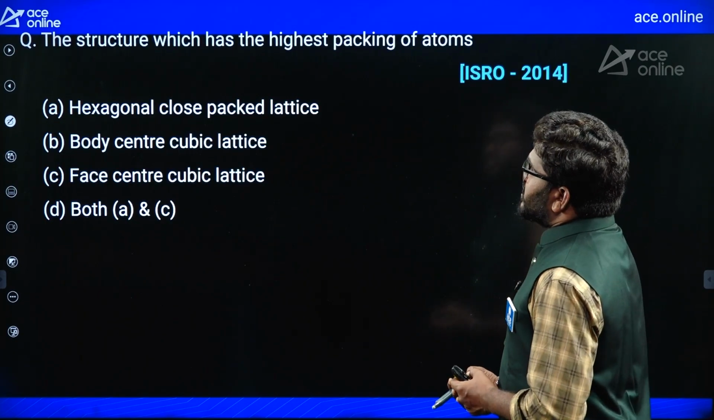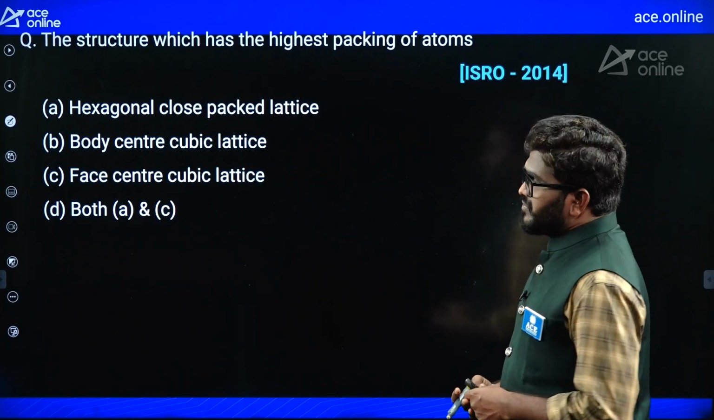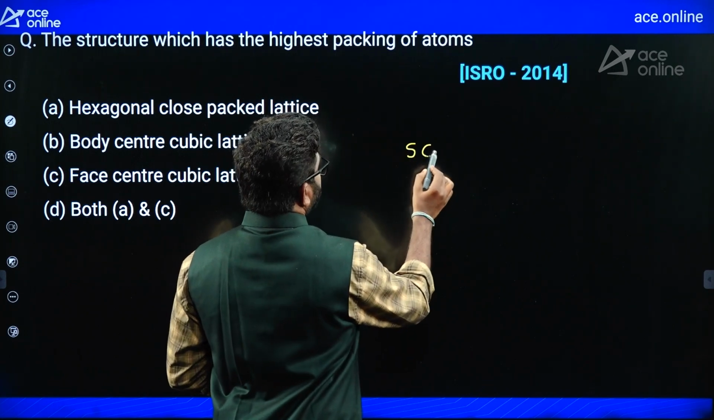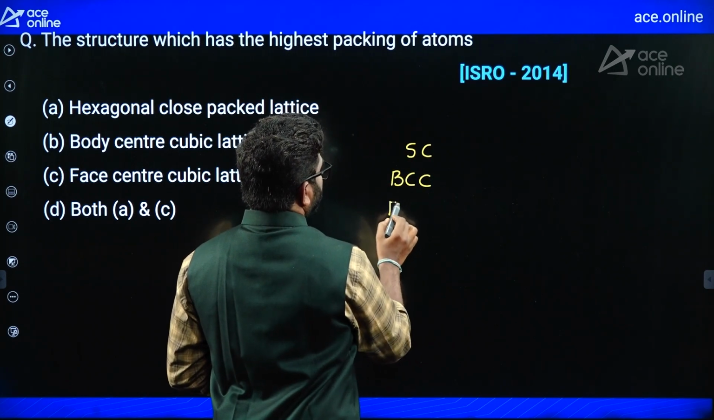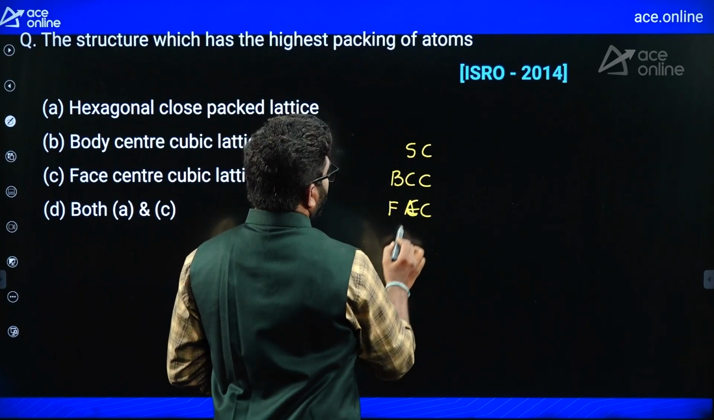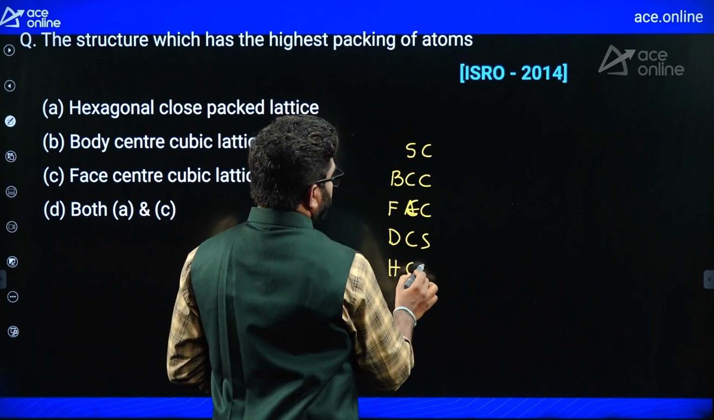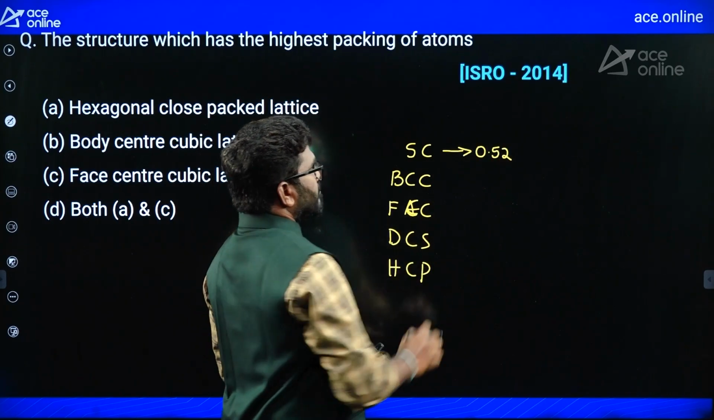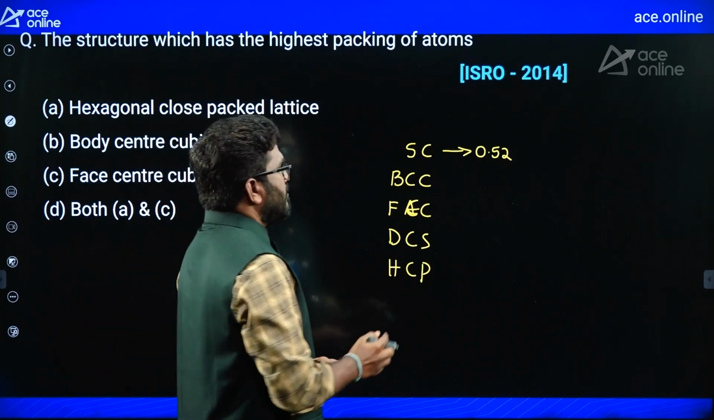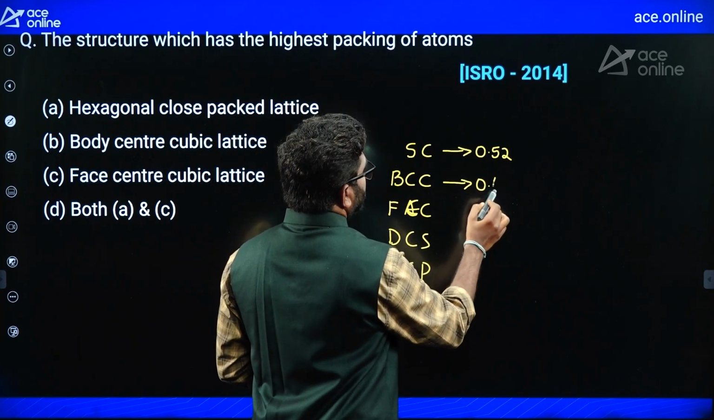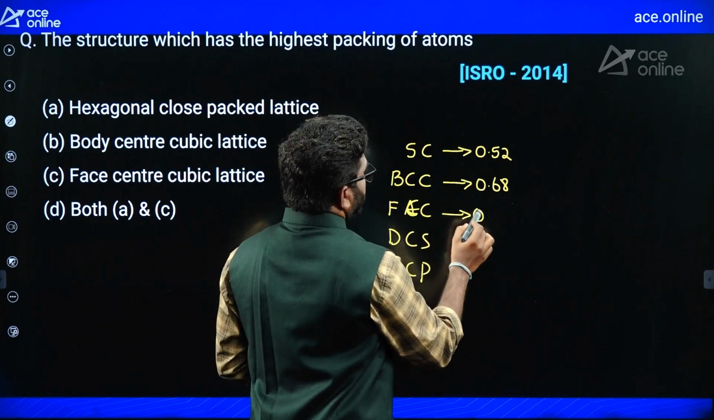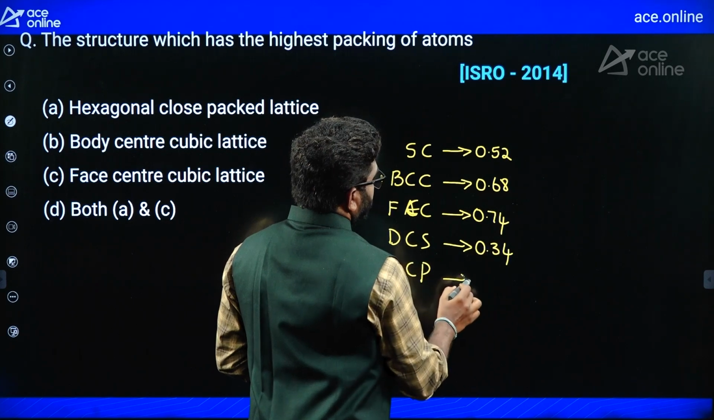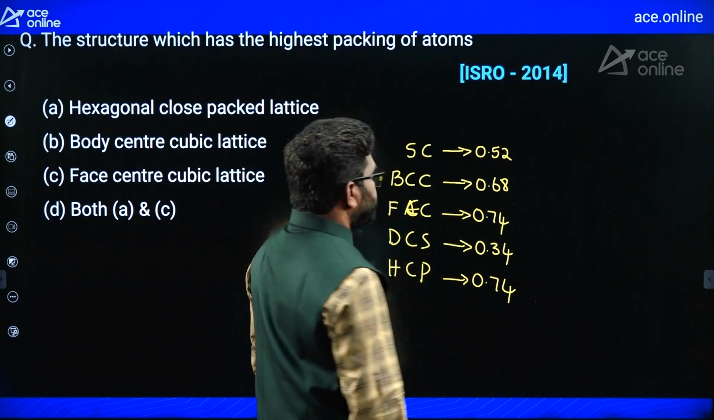Next, the structure which has the highest packing of atoms. Out of these 5 structures, let us consider simple cubic, body centered cubic, face centered cubic, diamond cubic, and HCP. The atomic packing factor for simple cubic structure is 0.52. Body centered cubic 0.68. Face centered cubic 0.74. Diamond cubic 0.34. HCP 0.74 again.